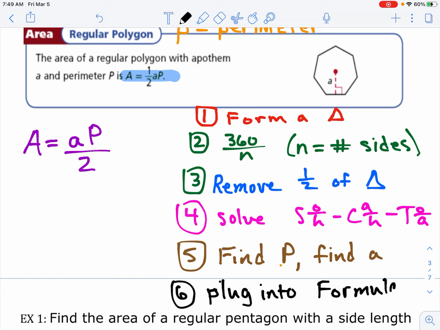All right, so these are going to be the 6 steps that we want to solve as we go through this. All right, form a triangle first. Do 360 divided by n to find the central angle. Then we're going to remove half of the triangle and either solve for the missing apothem or the missing side to find perimeter. After we find both P and A, the perimeter and the apothem, we're going to go ahead and plug it into the formula.